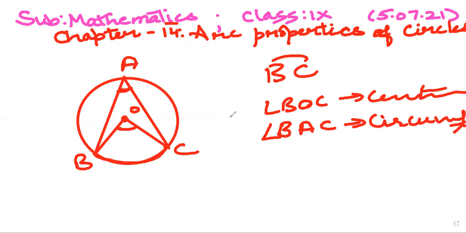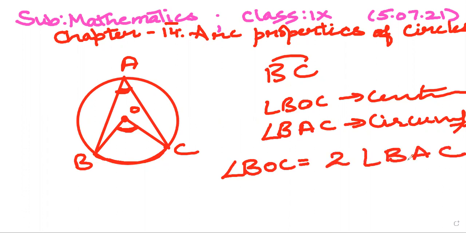Now this is a very important property: the angle subtended at the center is always double the angle subtended at the circumference by the same arc. So children, what is the property? Here you can say that angle BOC is equal to double of angle BAC. I repeat, the angle subtended at the center is always double the angle subtended at the circumference. Is it clear, children? Let me give you a very easy example here.